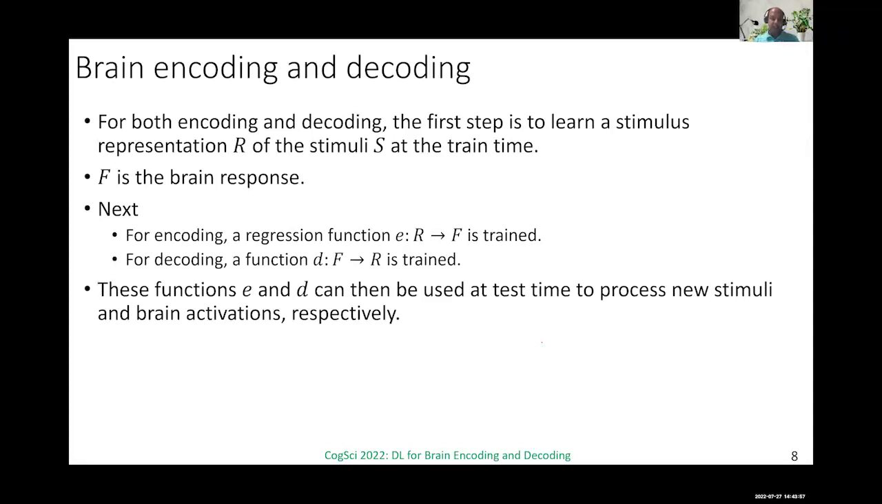For both encoding and decoding, the first step is to learn a stimulus representation. Whatever the stimulus, whether it is an image, text, audio or a video, the idea is to learn a representation of the stimuli S at train time. Then you want to use these representations to predict. For encoding, you want to use them to predict the brain response F. The idea is to train a regression function which maps R to F, where R is the stimulus representation, and F is the set of neural variables that you want to predict. That's encoding. On the other hand, decoding is the reverse function.